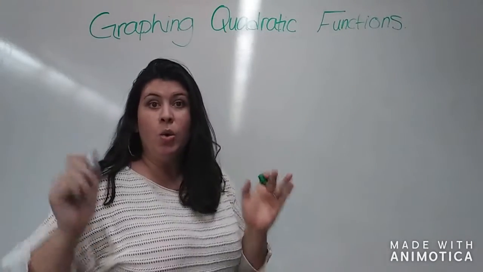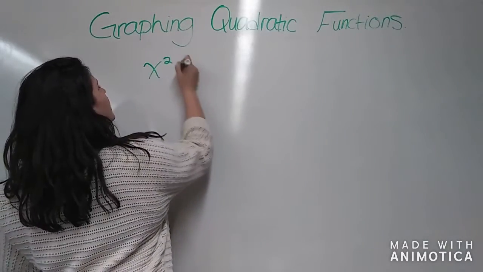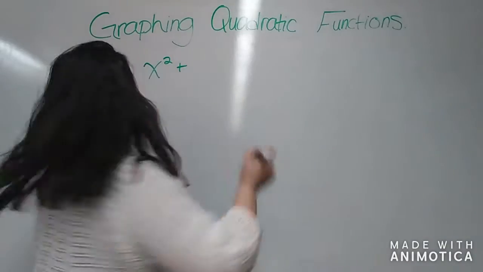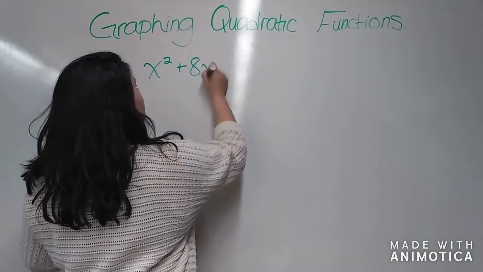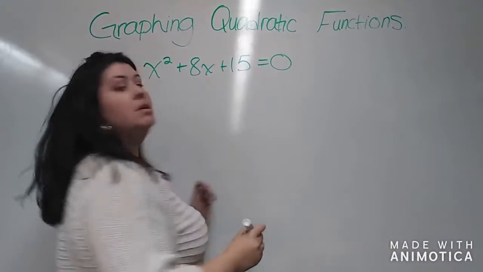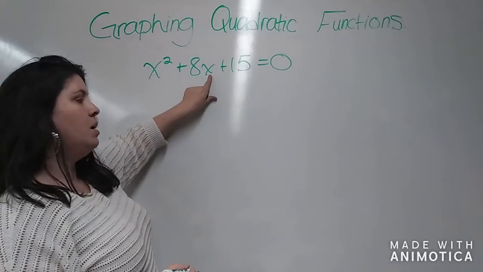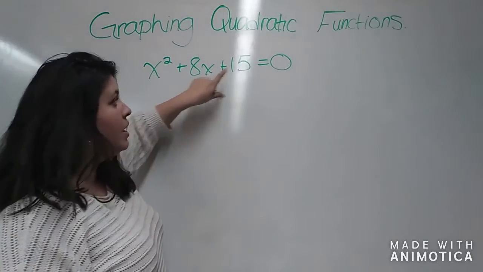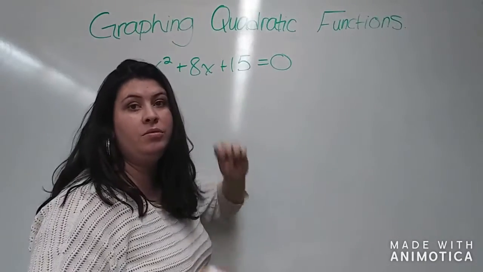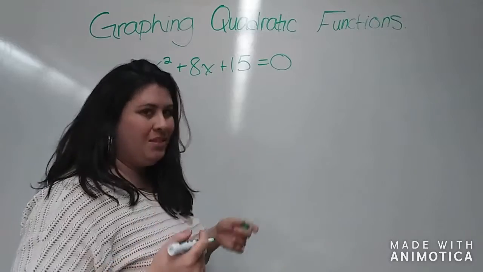Now remember, quadratic functions look like this: x squared plus 8x plus 15 equals 0. So we have a term that's squared, a term that is not squared, a term with no variable, and it's equal to something. We usually like to rearrange it so that it's equal to 0.